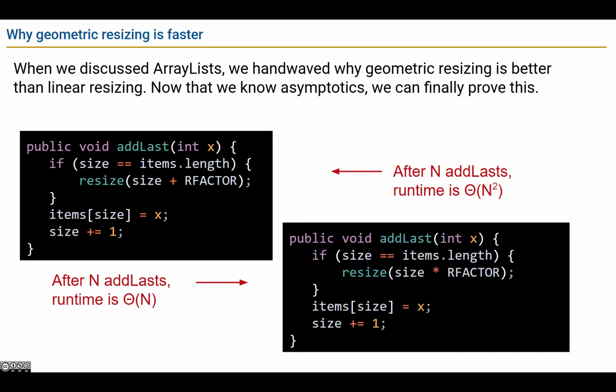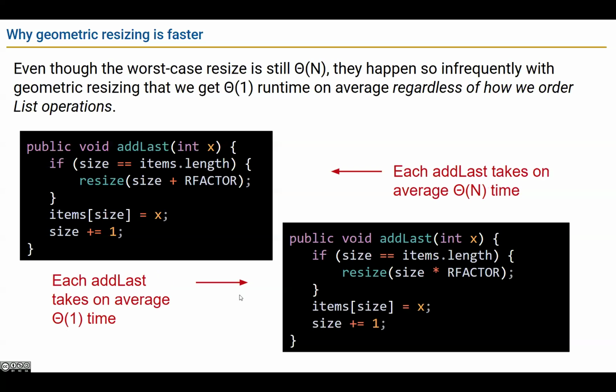And as we saw with the summations beforehand, that doesn't depend on the exact factor that you're dealing with. Even if that factor is like 1.01 or 1.1, you're still going to have an exponentially growing thing, and the last term is going to dominate, so your total runtime is theta n. What that means is that if we divide by n to get an average over all these n operations, then add last with multiplicative resizing takes theta 1 time in total, whereas additive resizing takes theta n time in total.